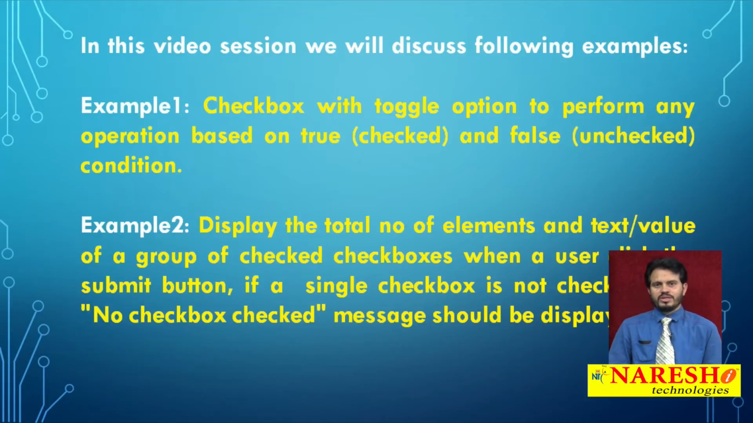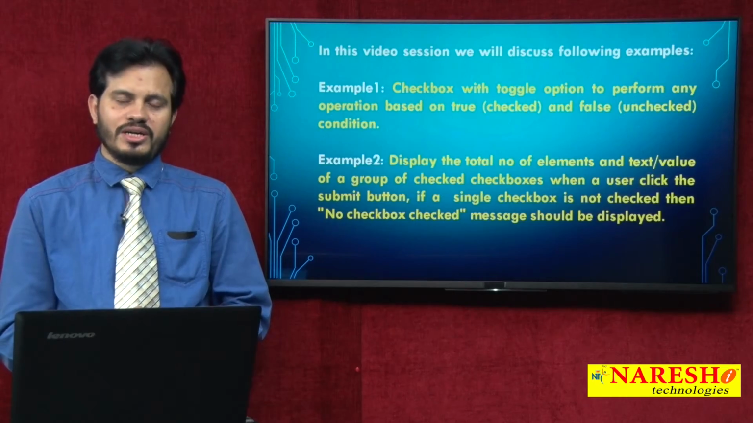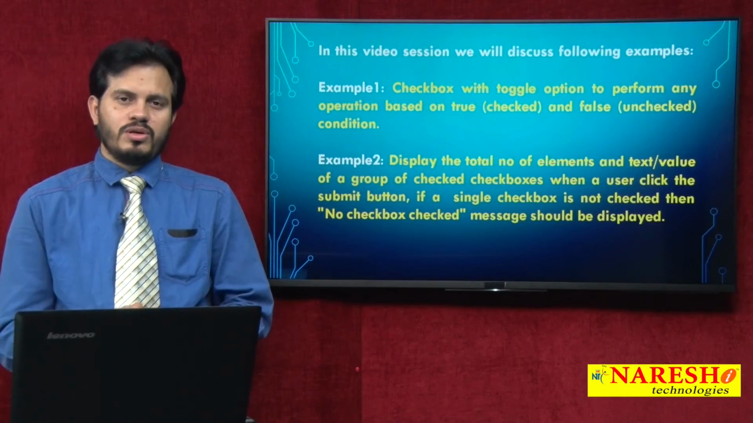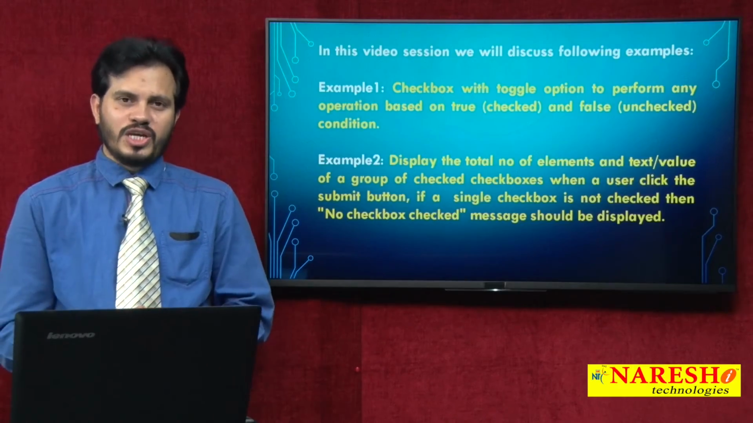Example number 1, checkbox with toggle option to perform any operation based on the true, nothing but checked, and false, nothing but unchecked condition. What do you mean by toggle option? Toggle option means one time to be true and one time to be false. So we have discussed earlier, a single checkbox can be used to perform any toggle functionality.